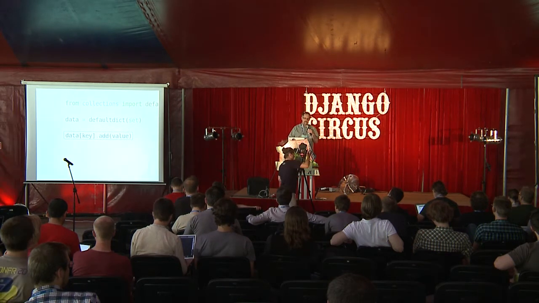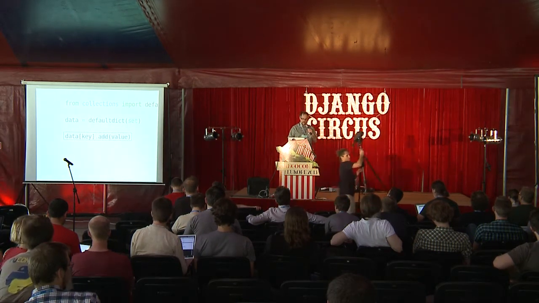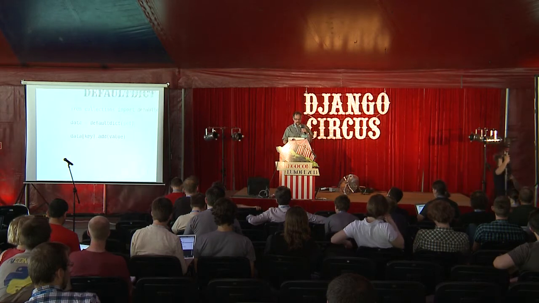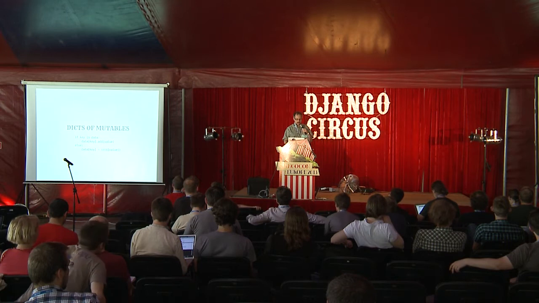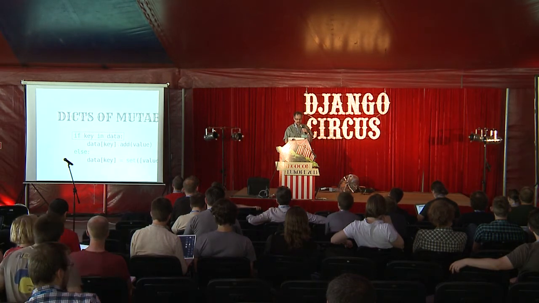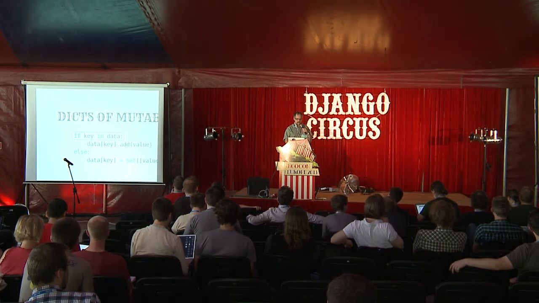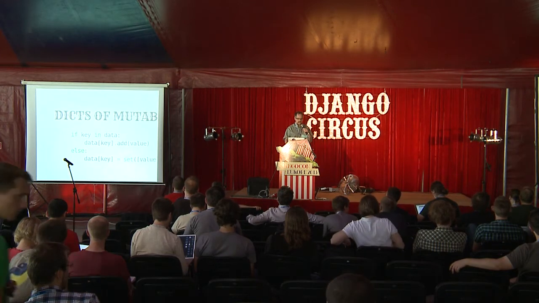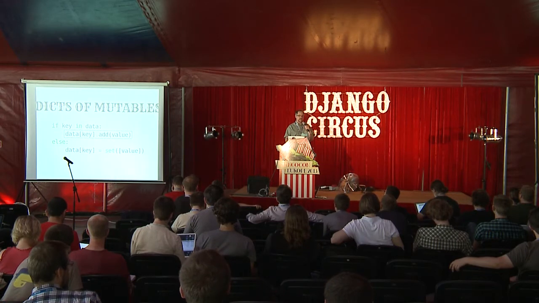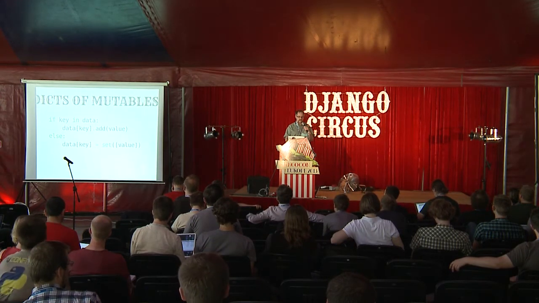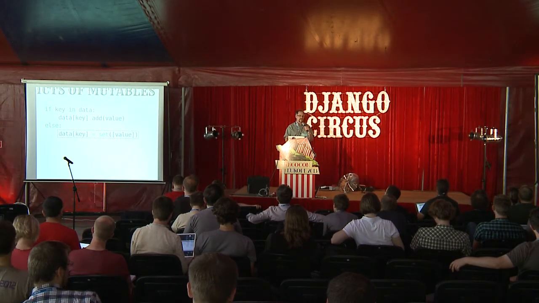But this only landed in Python 2.5, so what did you do before that? Well, it's very easy. You did your check manually. So this simply checks that if this key is in the data, in the dictionary, then it adds the value to the set that should be there. Otherwise, it creates the set and sets it.